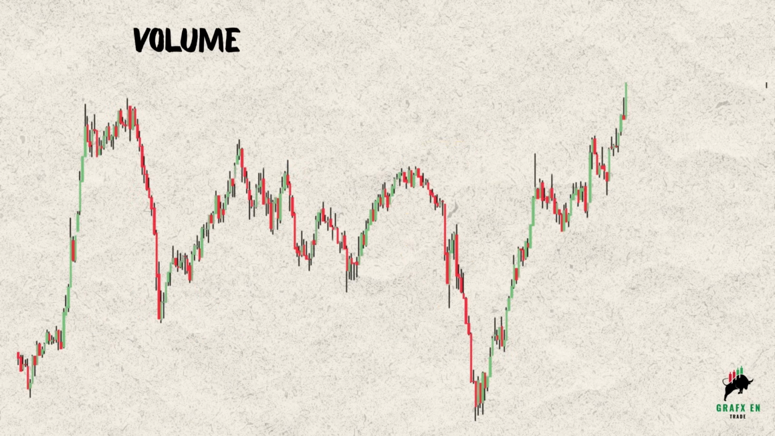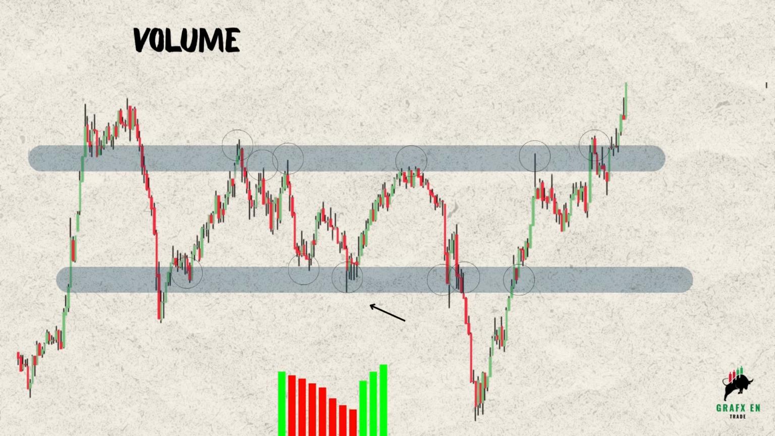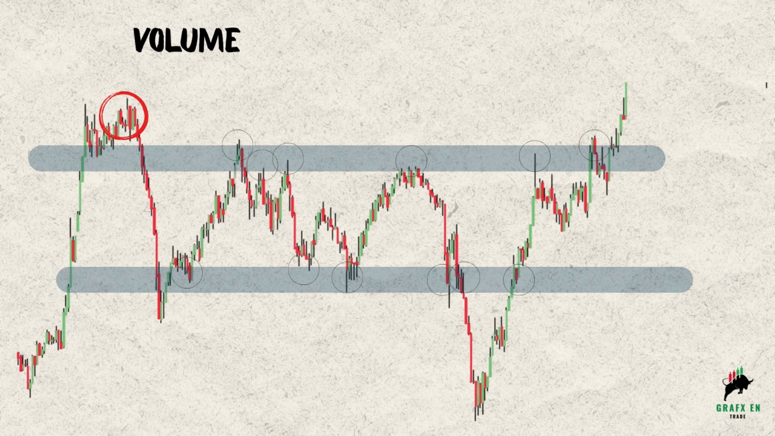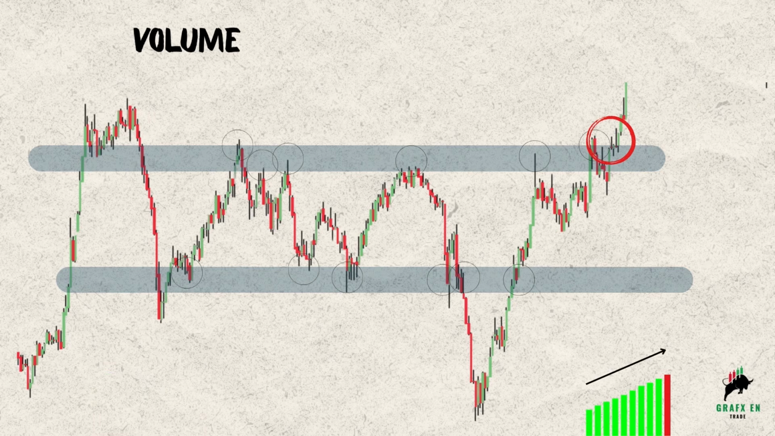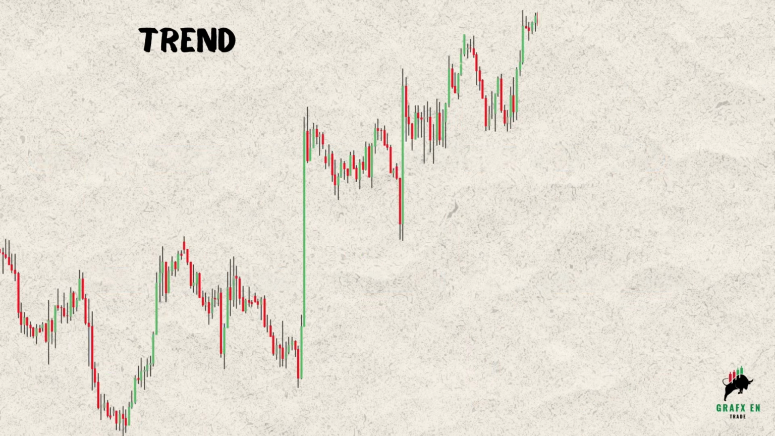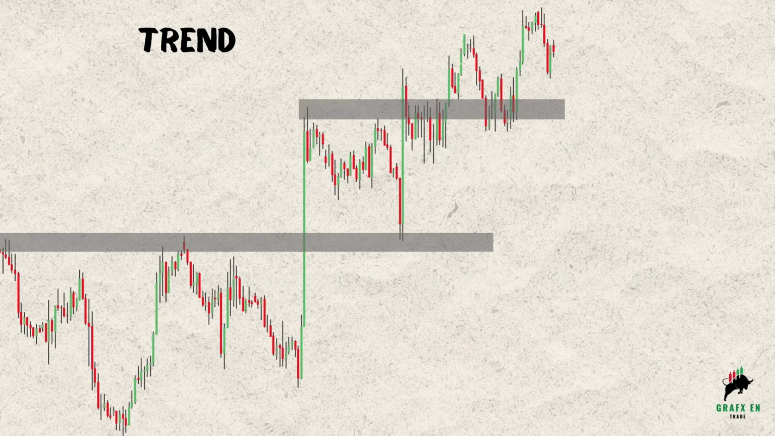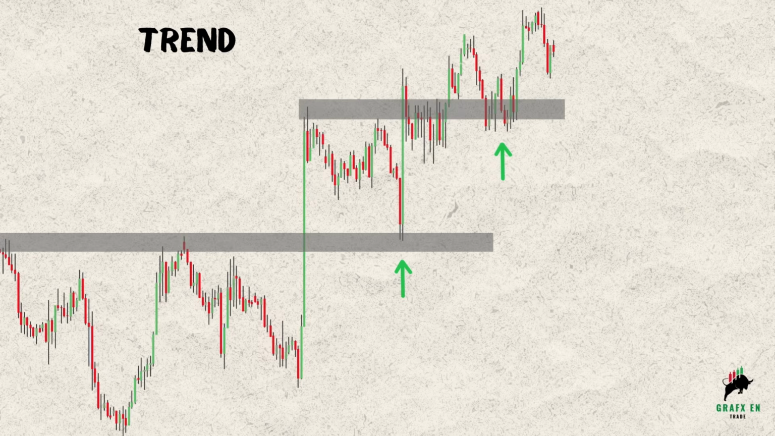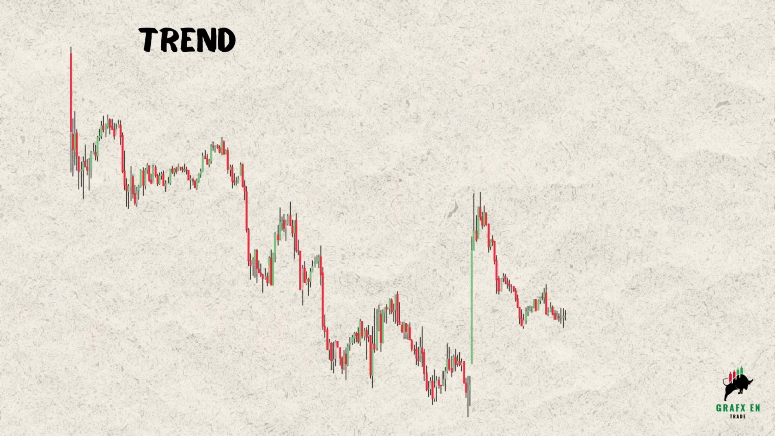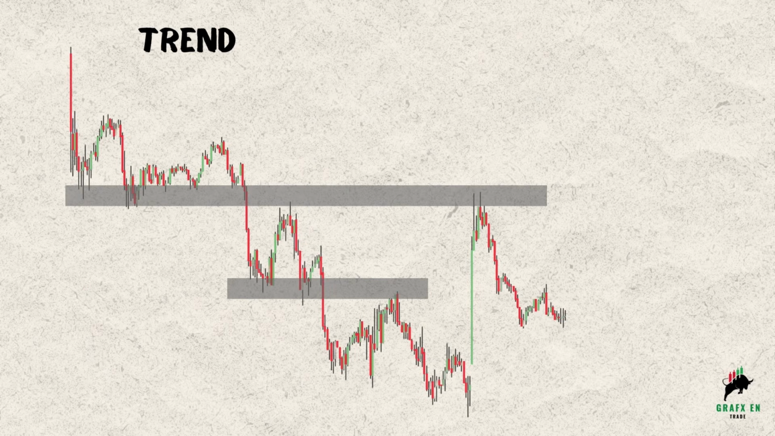Second, volume analysis. Volume usually increases around support and resistance zones because the battle between buyers and sellers intensifies there. If a resistance is broken with low volume, the breakout is less likely to hold. But if volume increases strongly, the breakout is more reliable. Third, trend direction. In an uptrend, supports are more reliable because buyers are consistently active. In a downtrend, resistances are stronger because sellers control the market. So consider the trend when drawing support and resistance.